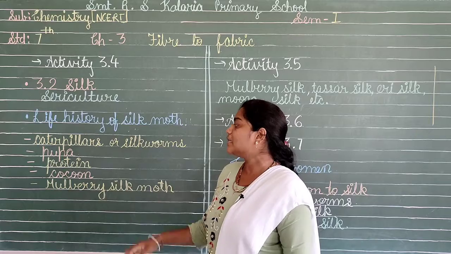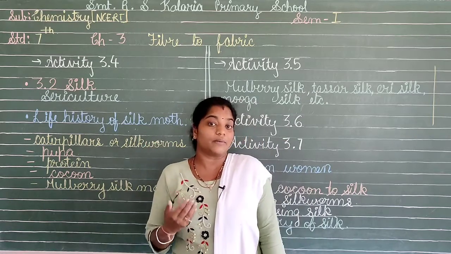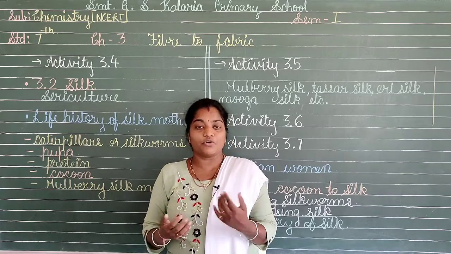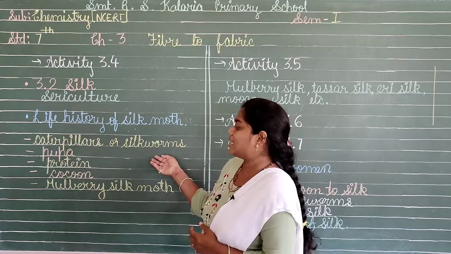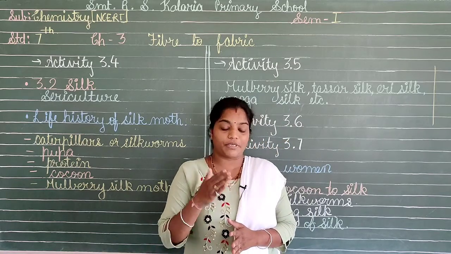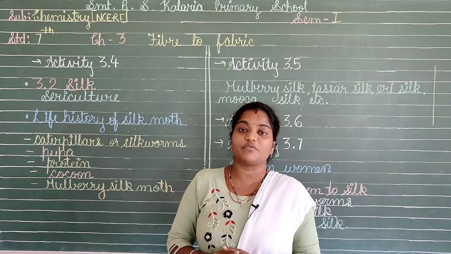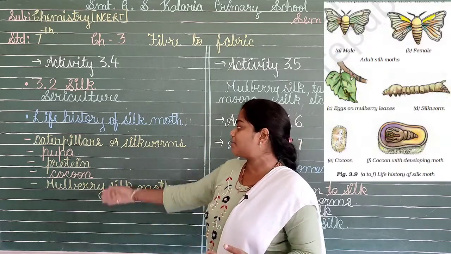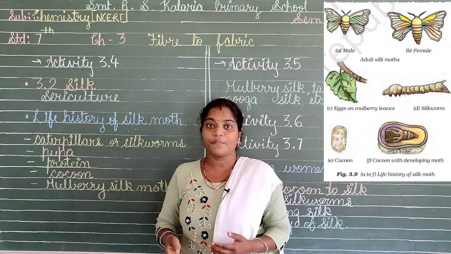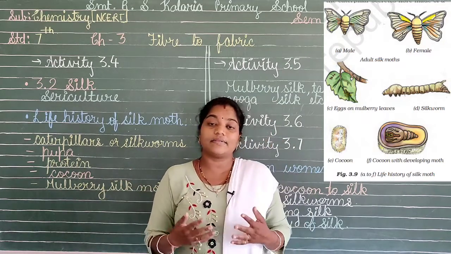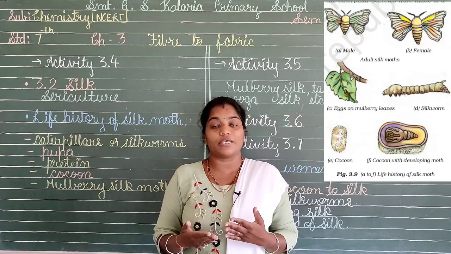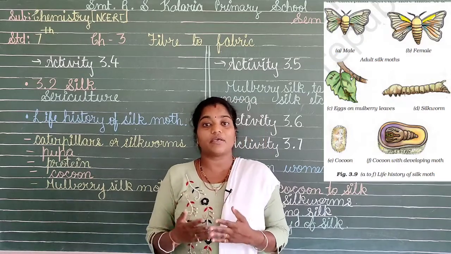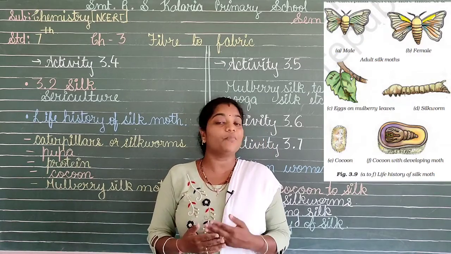Now when we look at the life history of the silk moth, we can come to know what the first stage of the life of the silk moth is. Here the female silk moth lays the eggs. These eggs will hatch into the larvae, the caterpillars or silkworms. Now these silkworms will grow older and convert into the pupa stage.